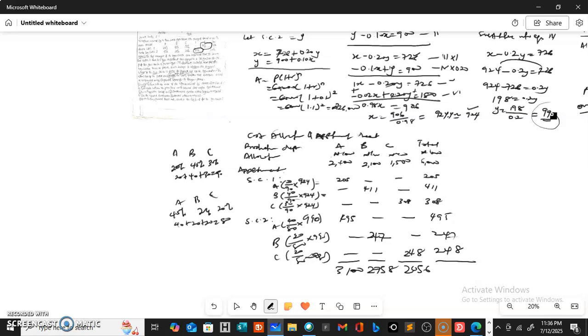So the addition of 2,056 plus 2,758 plus 3,100 is going to give us 8,114. My question says that we have 10,000 units. Calculate the cost per unit of 10,000 units. So cost per unit.